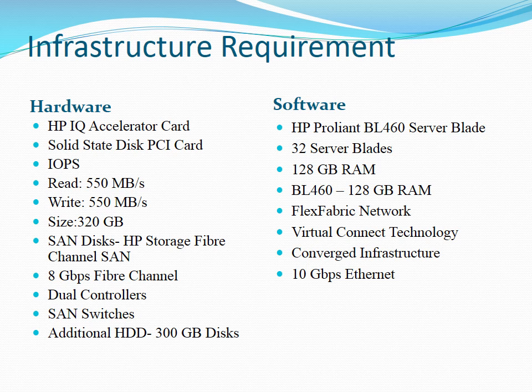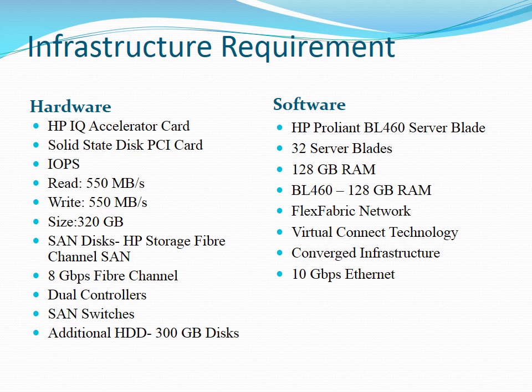Then IOPS for the performance measurement to benchmark computer storage, and then read memory of 550 MB per second and write memory of 550 MB per second, and with a storage of 320 GB and SAN disk. Actually, SAN is a storage area network which is used for block level network storage, and then 8 gigabits per second fiber channel, dual controllers, SAN switches, additional hard disk of 300 GB disk for our additional storage.